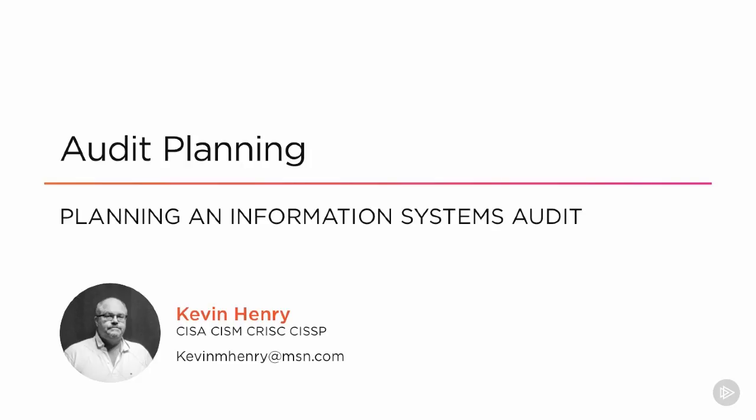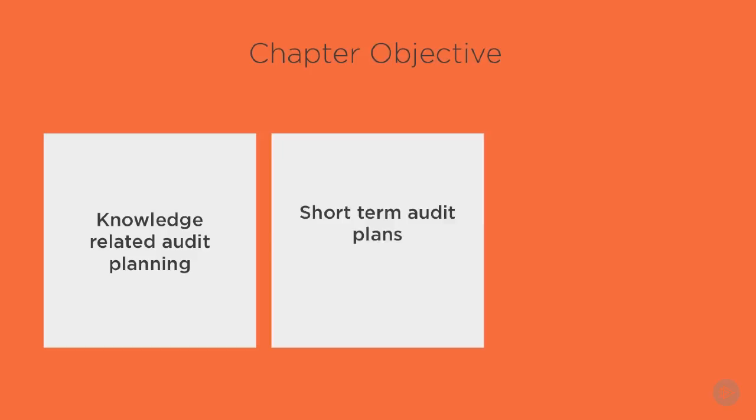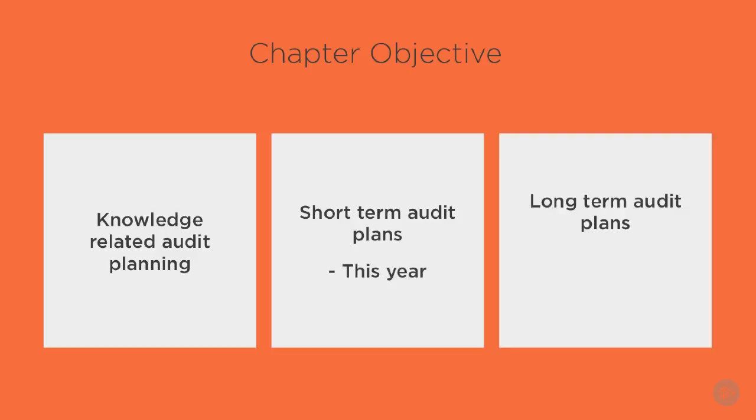We're going to take a look in this module at audit planning, and specifically at how to plan an information systems audit. It is important for us to have a knowledge of how to set out the strategic and operational plans for an audit. This includes both short-term audit plans, that which we will conduct hopefully within the next year, as well as, of course, longer-term audit plans, strategic, looking at major projects or ongoing types of audit direction.